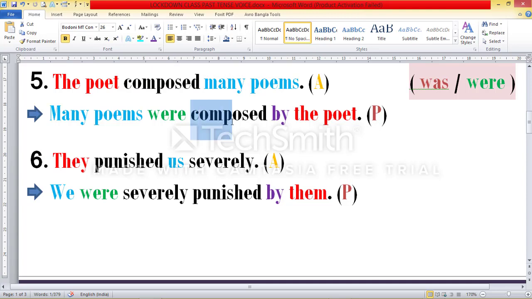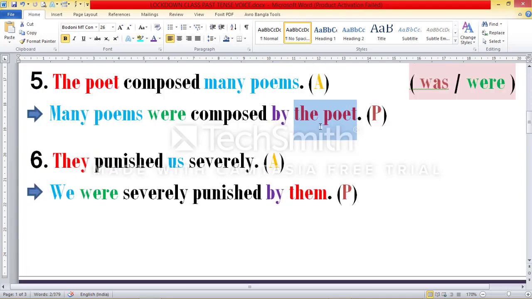So we have written here the third form of the verb in the passive form. Then the preposition that generally comes after the past participle form of the verb is by. So by has come here. Then at last, as you know, the subject of the active form will be the object in the passive form. The poet here has become object.